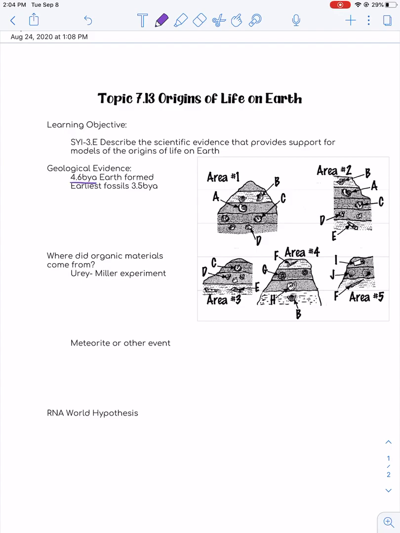And that's all based on rocks and looking at rocks. And the earliest fossils are 3.5 billion years old. What scientists can do is figure out how old a fossil is, and they can also figure out how old fossils are relative to one another.